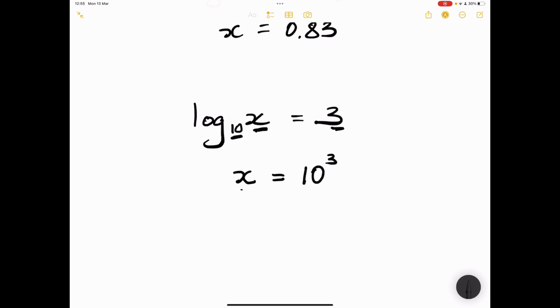Now this answer becomes the exponent over here. So I want you to remember this: the answer becomes the index, and the base of the log becomes the base of the exponent. And so that is x is equal to 10 to the exponent 3. Whenever you are doing this with logs, you always keep that in mind.